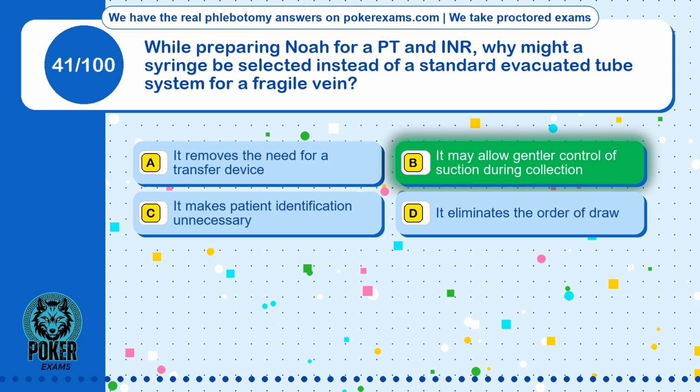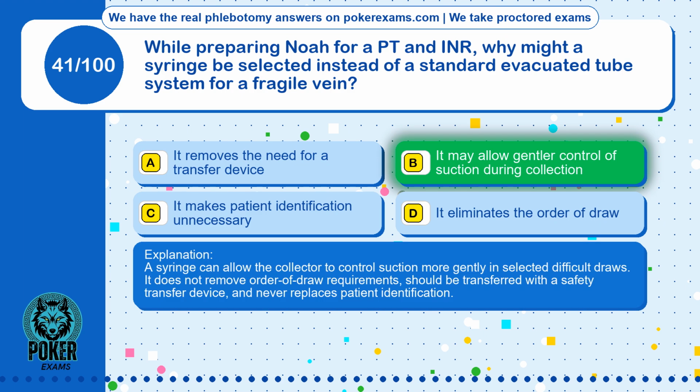The correct answer is option B. It may allow gentler control of suction during collection. A syringe can allow the collector to control suction more gently in selected difficult draws. It does not remove order of draw requirements, should be transferred with a safety transfer device, and never replaces patient identification.